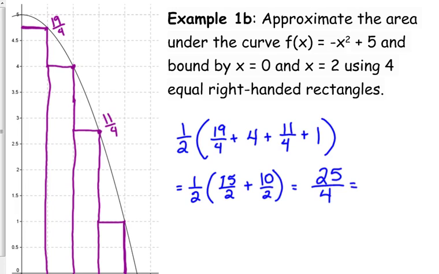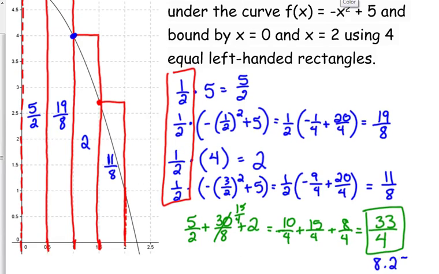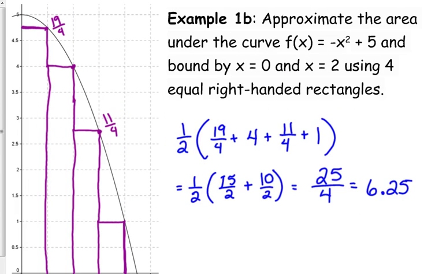And it would probably be helpful, that's what, 6.25? Yeah, 6.25. The decimal for our other one, 33 over 4, would be 8.25. Okay, so we have a swing of 2 entire units here from our left-handed rectangle approximation to our right-handed rectangle approximation. So the left-handed one was an over-approximation. This right-handed one, you can tell, is an under-approximation because we're missing these areas right here. So the actual area, we can assume, is somewhere between 8.25 and 6.25. Probably not right in the middle, but it's somewhere in between there. So the actual area, write it this way.